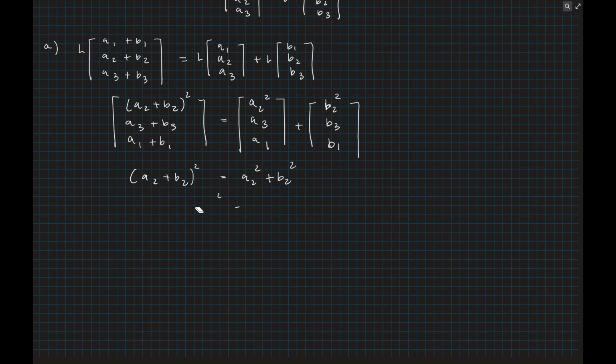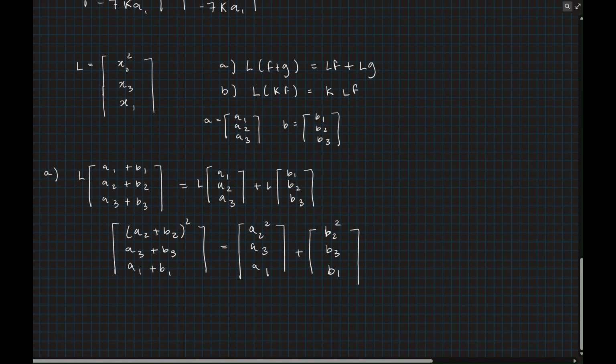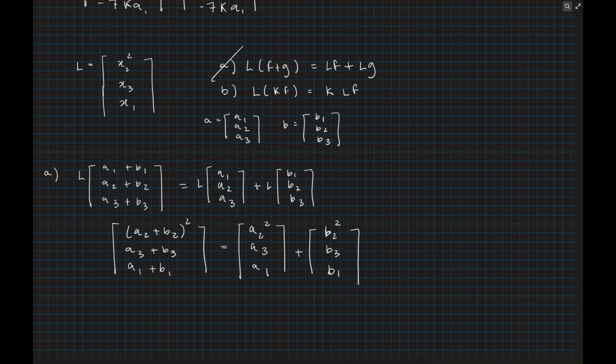So because our left-hand side and our right-hand side aren't the same, this condition fails. We don't need to check the second condition. If you wanted to, you could check it, but even if it was valid, our operator L would still not be a linear operator because it already failed one condition.